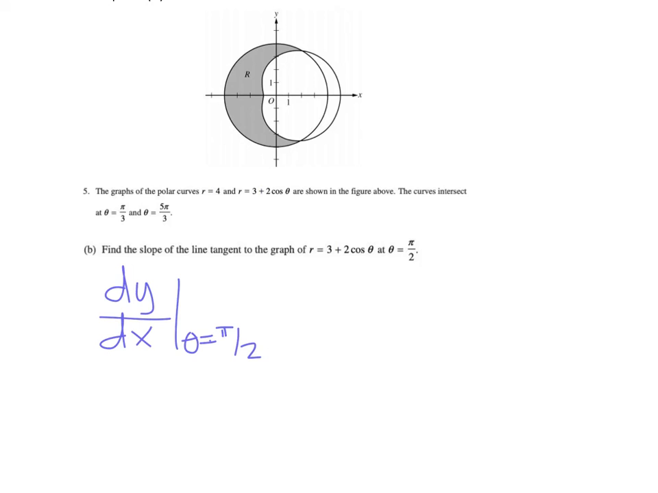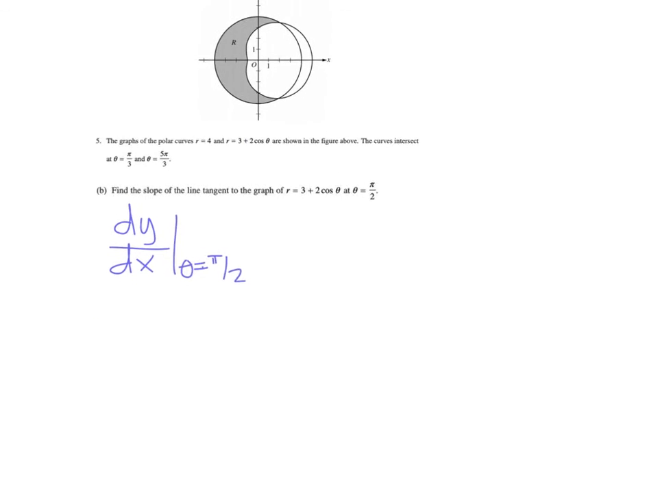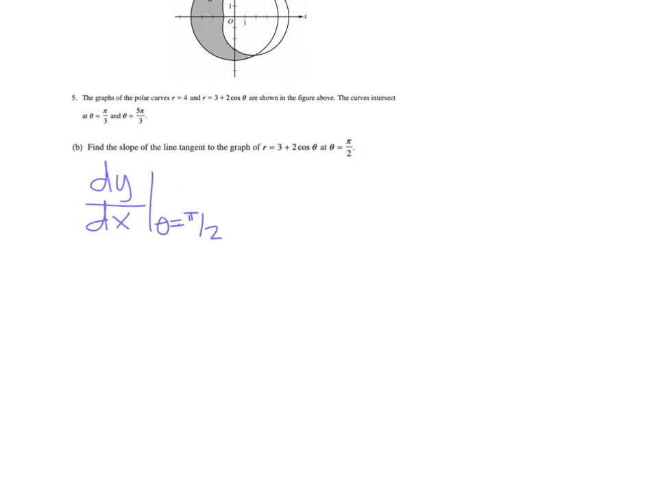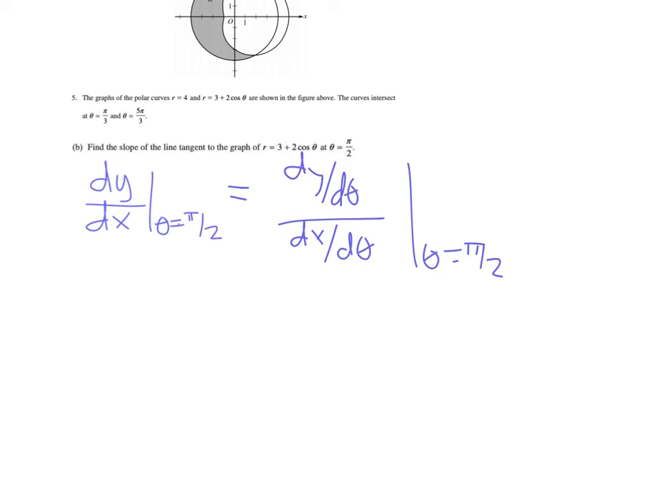So let's go ahead and think. I want a y equation, because I can think of this as dy d theta over dx d theta at theta equals pi over 2. And let's see. In polar, if I draw myself a picture, I have some point here, which is r theta. This is theta. This is r. This is x. This is y.